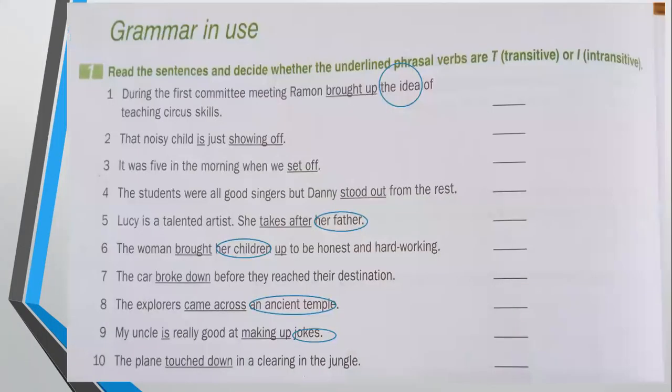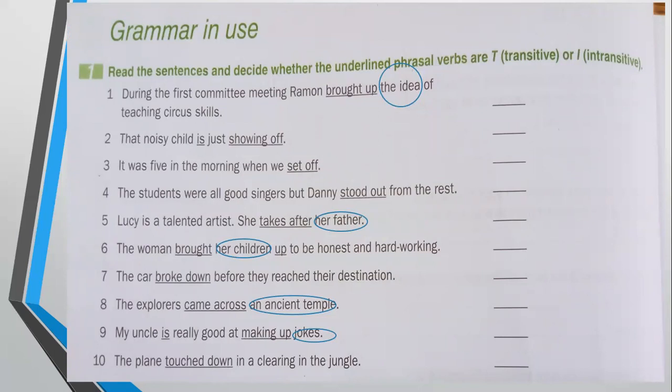And now, let's start with the first activity that you have in your workbook. Read the sentences and decide whether the underlined phrasal verbs are transitive or intransitive. If the phrasal verb has an object, it is transitive. If the phrasal verb doesn't have an object, it is intransitive.